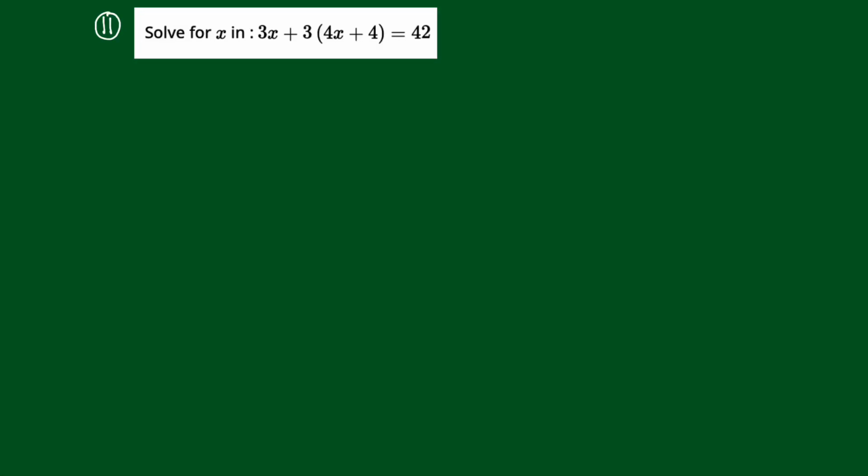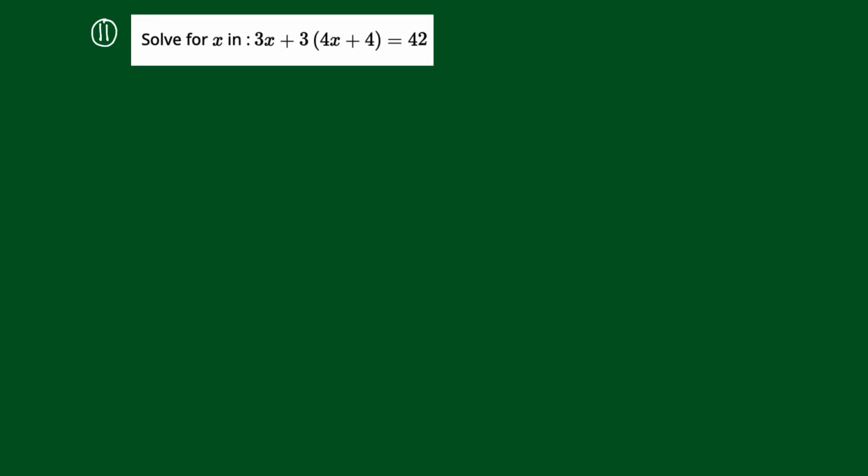So now we want to solve for x in this equation, 3x plus 3 times the quantity 4x plus 4 equals 42. I think we should start here by eliminating these parentheses. We always want to work in parentheses first, but there's nothing I can do here because these are not like terms, right? 4x and 4, you can't do anything with those. If it was 4x and 4x, you could.